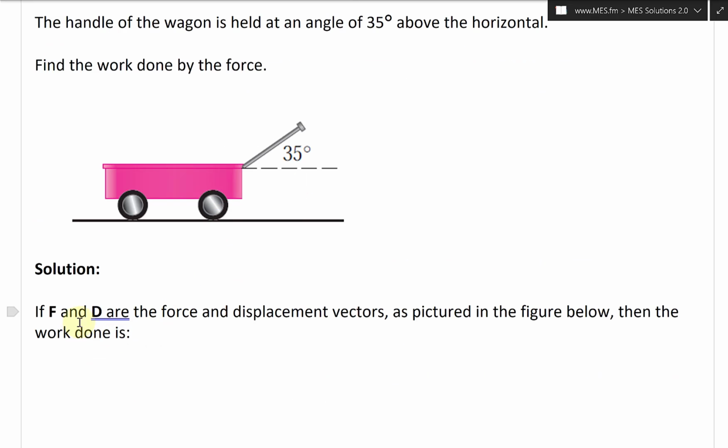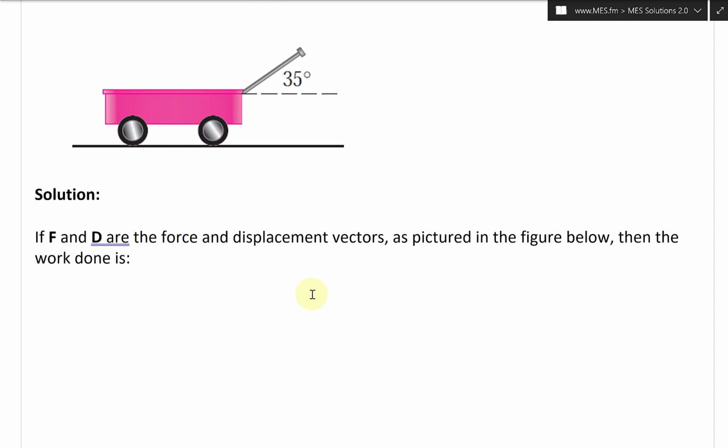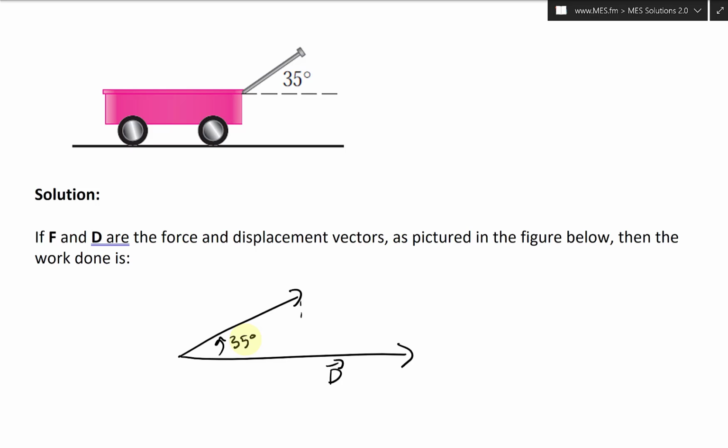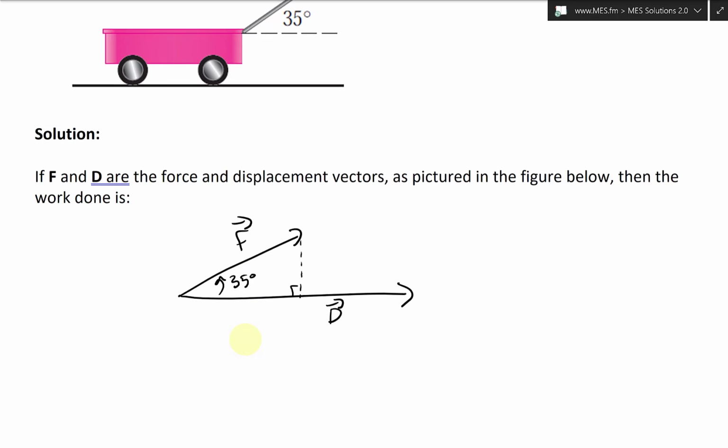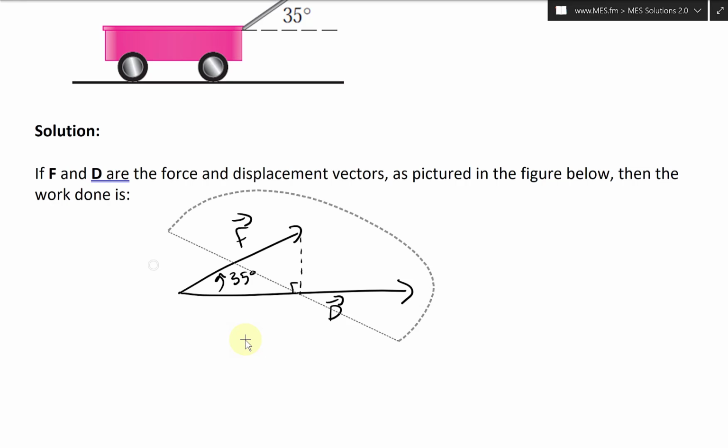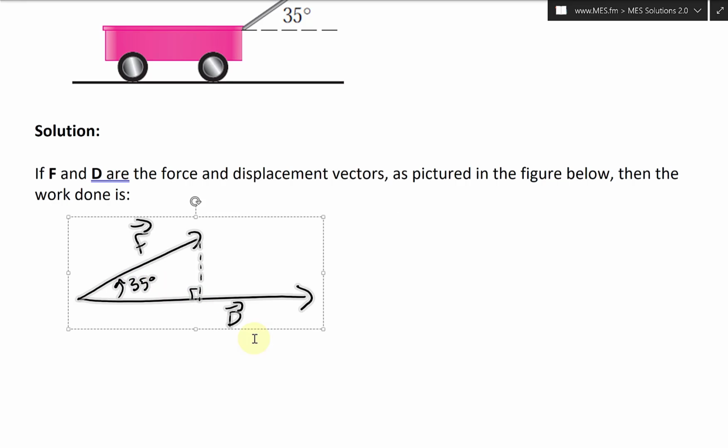If F and D are the force and displacement vectors as pictured in the figure below, then the work done is, and let's just draw this, it's a straightforward one. It goes horizontal, so you have D like that. You have the force here, and the angle is 35 degrees. I'll just draw it like that. This projection onto here, this is a right angle. This is our force vector.